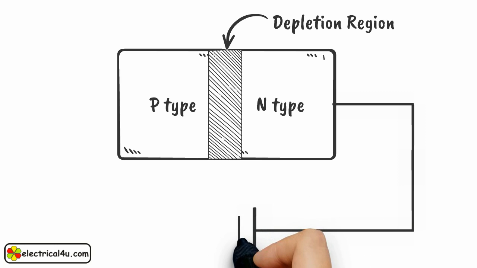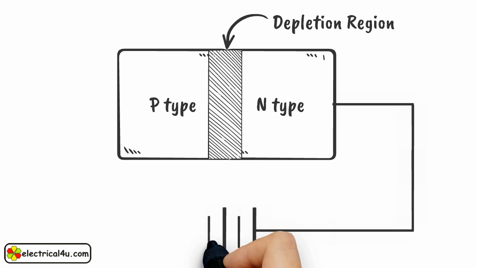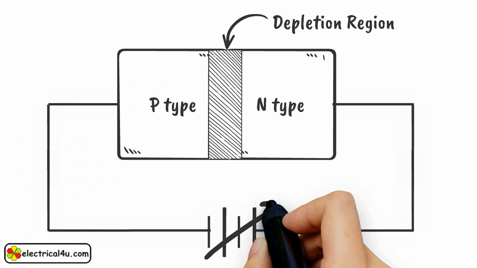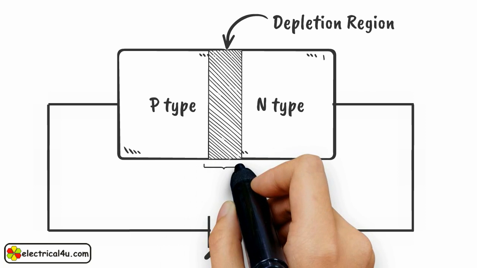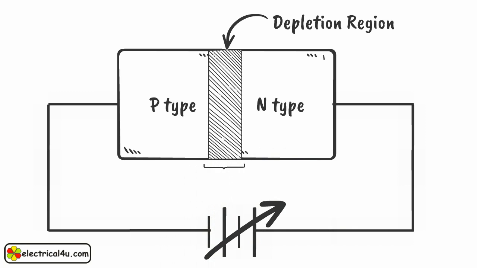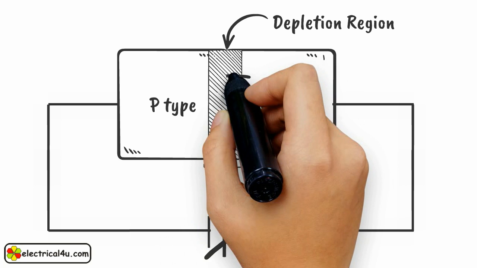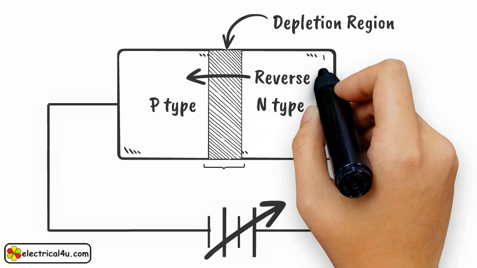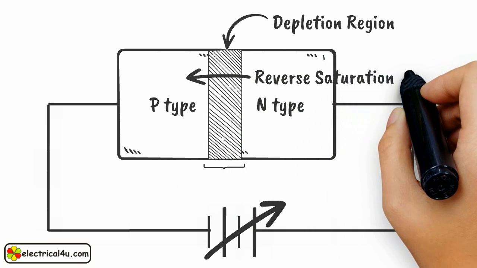The width of this depletion region is seen to vary depending on the bias applied at the terminals of the p-n junction. The applied voltage increases the depletion region width for the case of reverse bias. At reverse bias condition, very little current flows through the junction because of minority carriers. This tiny current is called reverse saturation current.